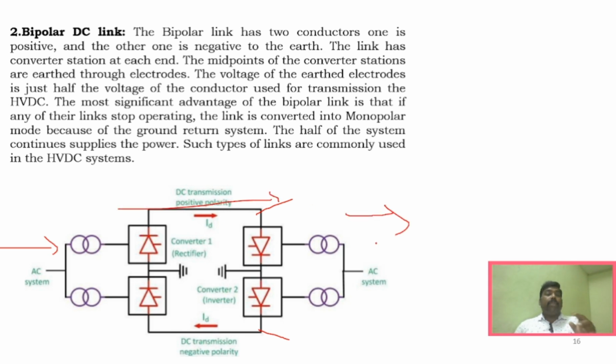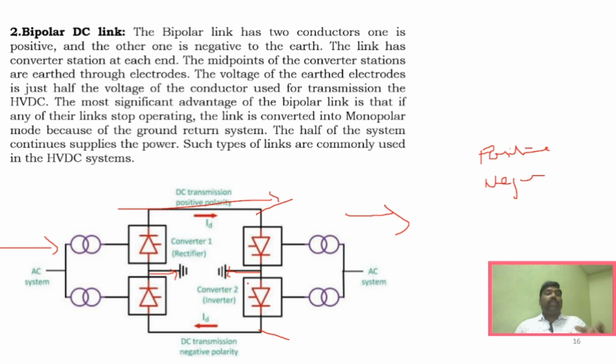But why is it called bipolar DC links? You can see here we have used two conductors, one conductor will be of positive polarity and the second one will be negative polarity, right? And these conductors can be grounded using the electrode. It can be earthed at the middle. The midpoints of these converting stations will be earthed through electrodes, which means it also creates a return path through this particular link, right?